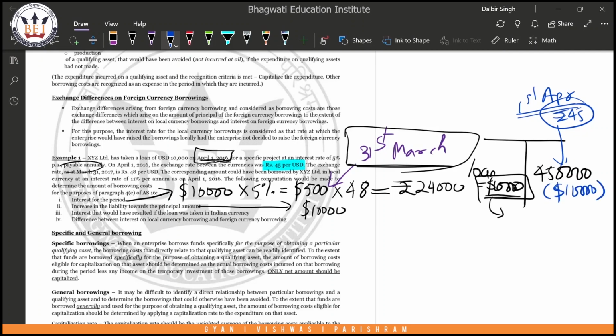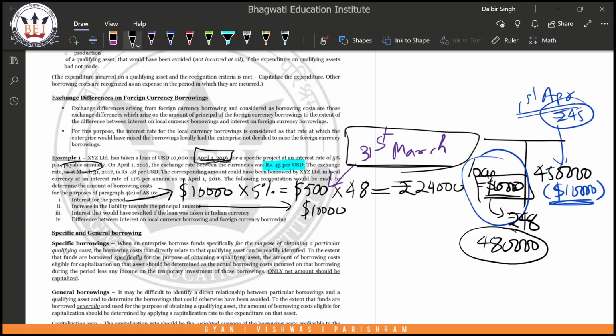Now when I come to 31st March, when I have a loan showing on 31st March, I have to show that I am liable to a loan of $10,000. Now, what rate will basically justify or show $10,000? So here, if I restate this to 48 per dollar, which means if I restate my loan to 4 lakh 80,000, it will correctly show that I am liable to $10,000, which means I have to restate my loan. Okay, from what to what?